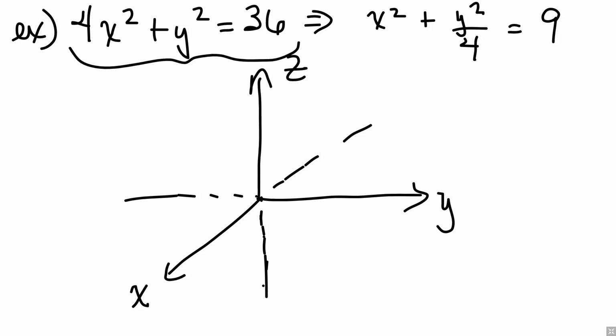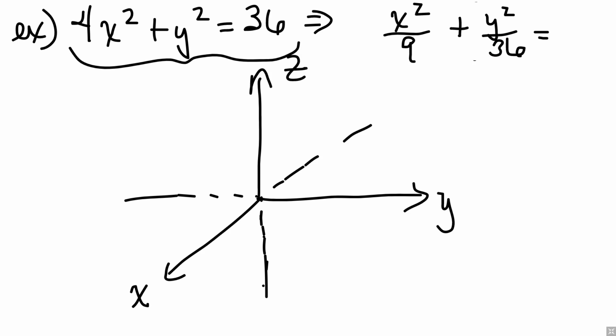Sorry, I did that backwards. Since it's an ellipse, it needs to be equal to 1. So what I'm going to do is divide everything by 36. So I'm going to have x squared over 9 plus y squared over 36 is equal to 1. Better. We know that the center of this ellipse is going to be 0, 0, because we don't have anything added or subtracted on the square terms.